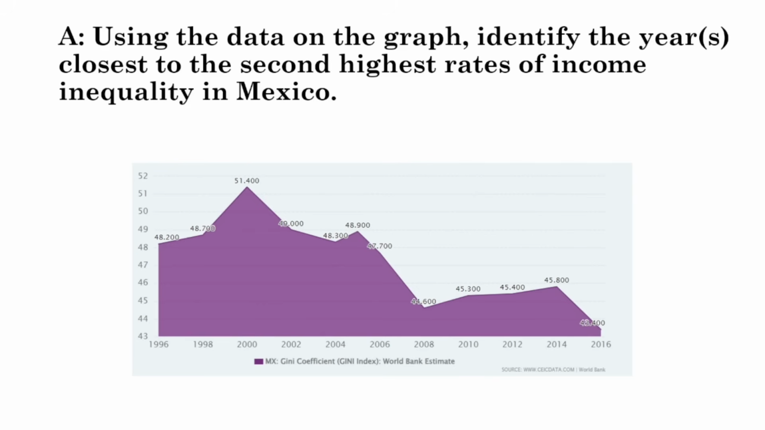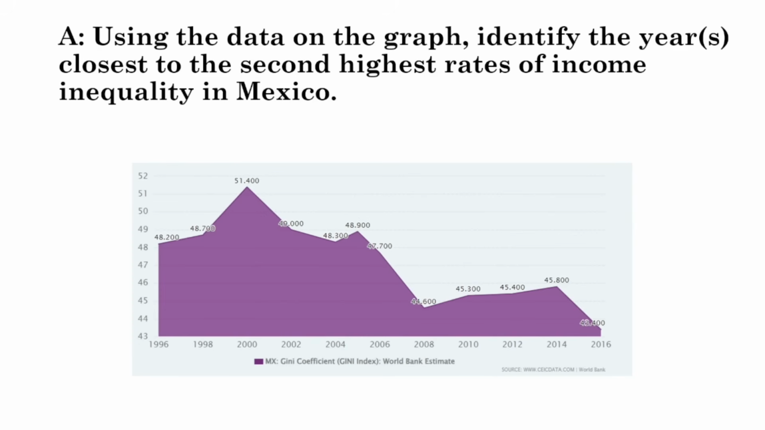So you're going to have about 2 questions on this FRQ directly related to the charts. You don't have to have any outside information to actually answer these questions here. So let's look at the chart. We're looking at the Gini coefficient. We see that it's kind of fluctuated over time, but overall it has decreased. So the question's asking, using the data on the graph, that means you use the data on the graph, identify the year or years closest to the second highest rates of income inequality.